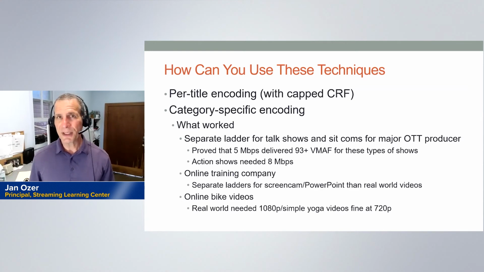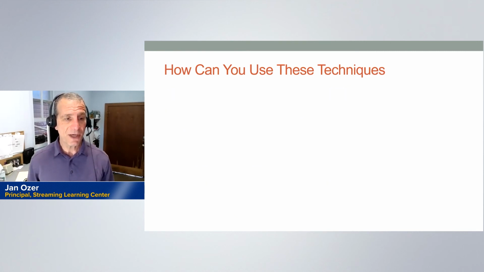And then I worked with an online training company that had some videos that were bicycle races, and we showed that those had to be 1080p at a very, very high bitrate. But some of the gym work they were doing, say for yoga or stretching or recovery, they could do at 720p at much lower bitrates, and viewers wouldn't notice the difference. So that's where per-category worked.